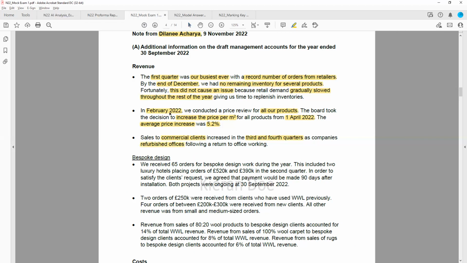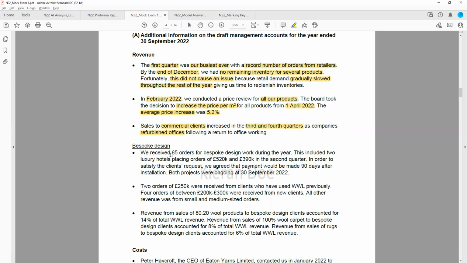And then we've kind of got this separate subsection here on bespoke. We received 65 orders from bespoke design work during the year. This included 2 luxury hotels placing orders of 520k and 360k in the 2nd quarter. So 65 orders, and we can see from these order sizes.